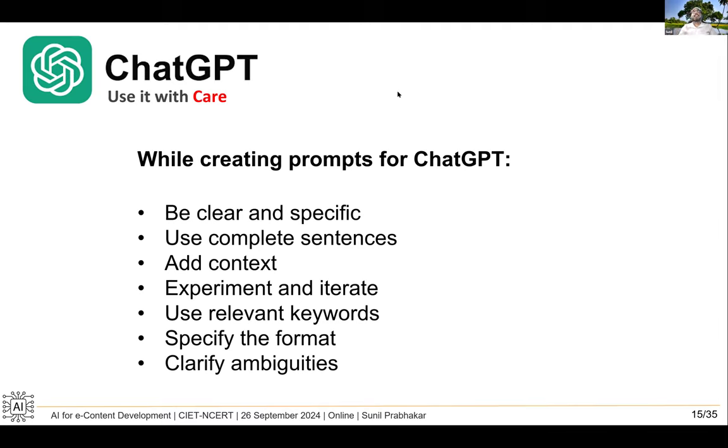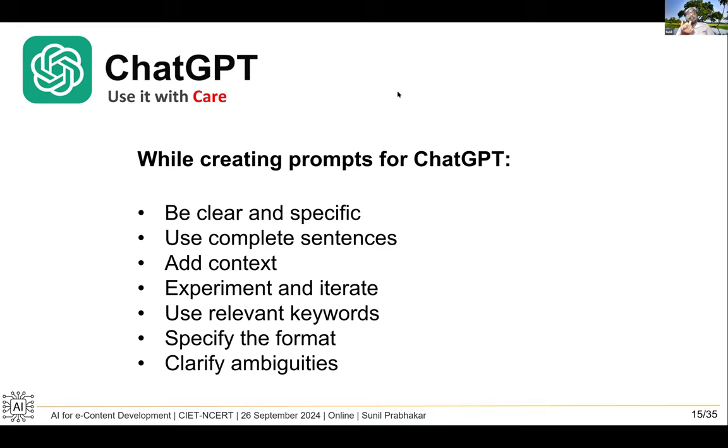If you want it in a bulleted list, you can ask for a bulleted list. If you want it in a paragraph with this many words, you can ask for it. If you want it in a particular other format, maybe as a poem, as a short story, you need to specify the format and you need to specify the tone also. In which kind of language?